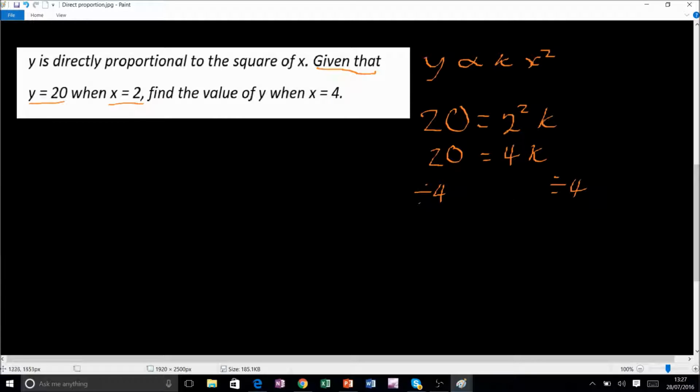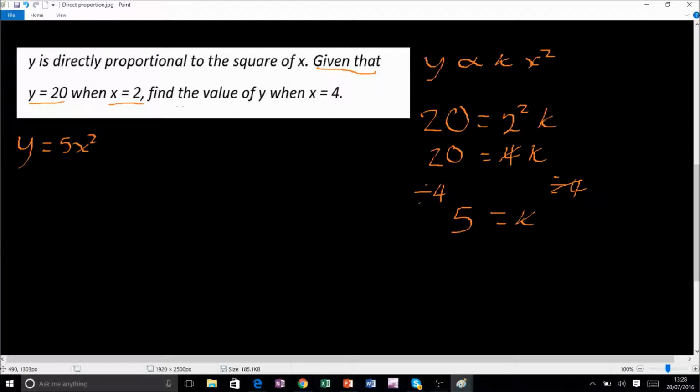If you're not too sure what I'm doing here with solving the equation, you should head back and look at my solving two-step equations videos, because that will help you a lot. Okay, so the 4 and the 4 cancel each other out, so on this side we're just left with k, and on this side we've got 20 divided by 4, which is 5, so we know that our k is equal to 5. So let's write our new equation down: y is equal to 5x squared.